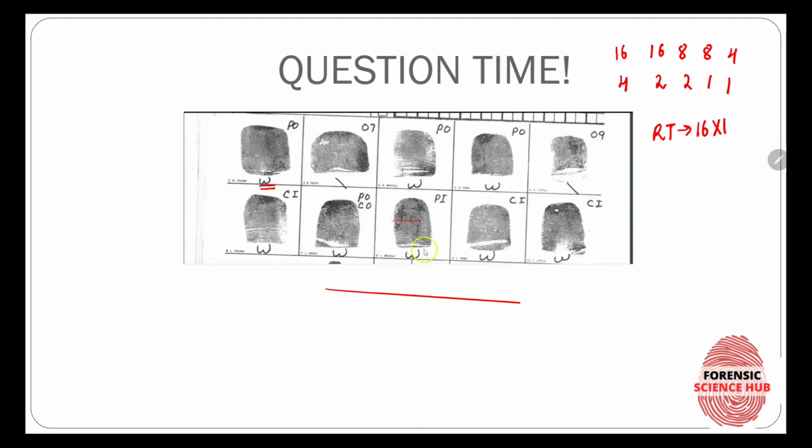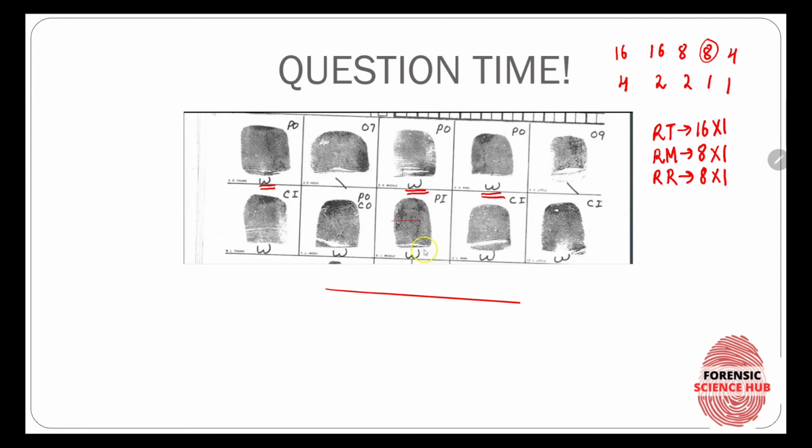Then we move on to this one. Which finger is this? This is a right middle finger, and this has a value of 8, and since it is a whorl, we multiply it by 1. Then we have this finger. This one is a right ring finger, and we have a value of 8.